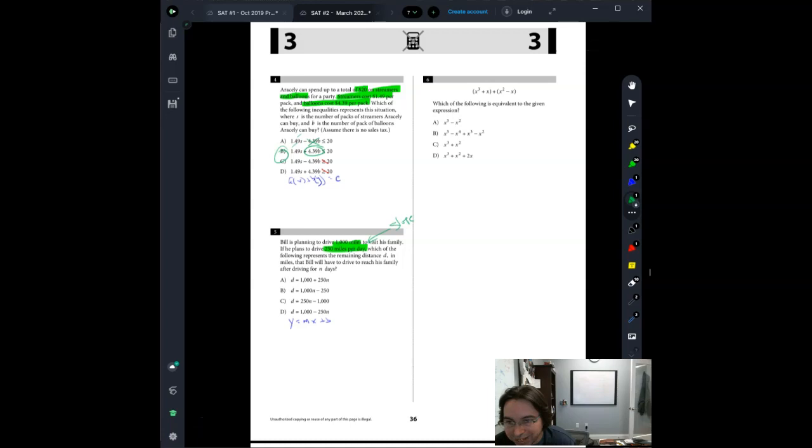Which of the following represents the remaining distance D in miles that Bill would have to drive to reach his family after n days? So we know we start off with 1,000 miles, right? At 0 days, 1,000 miles, and we're decreasing at a rate of negative 250 per day. So if I know I have a negative slope of 250, that's positive, that's the wrong intercept. So we can see D is the answer here.